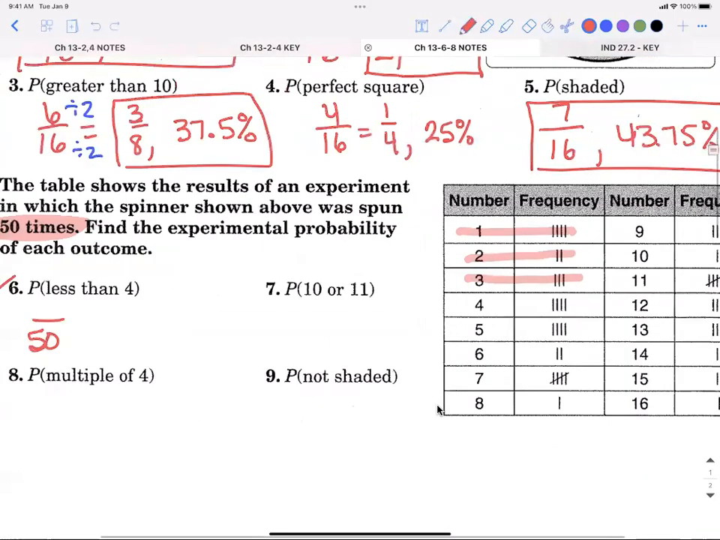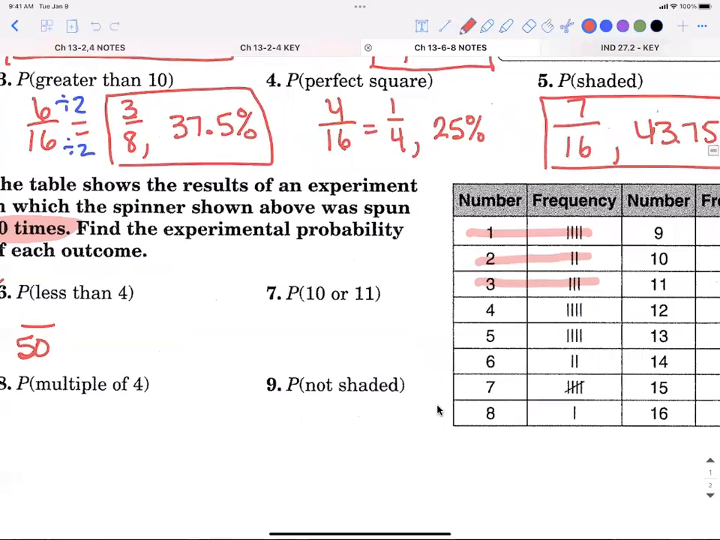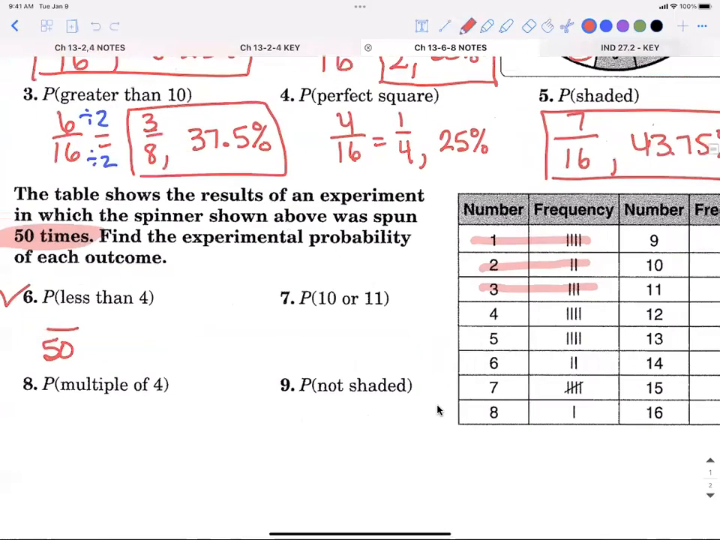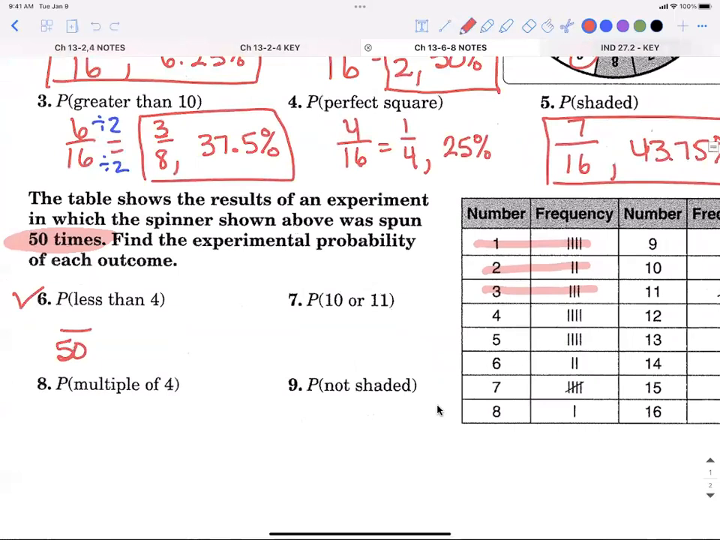So the experimental probability, out of 50 times spun, 9 times they landed on something less than 4. Now that cannot be reduced, and the instructions did not say you have to express it as a percentage. So you're done. You were saying there were 3 numbers. I got you. Yep, you have to look at that frequency or those tally marks.